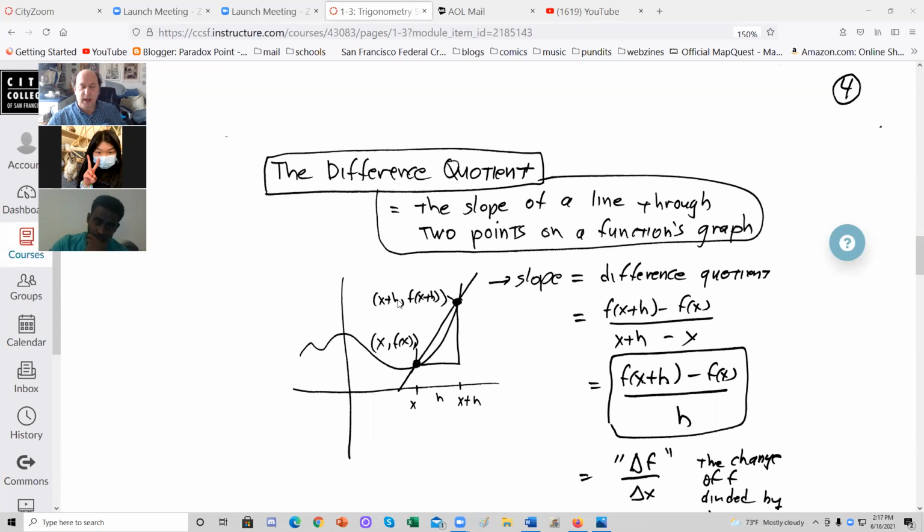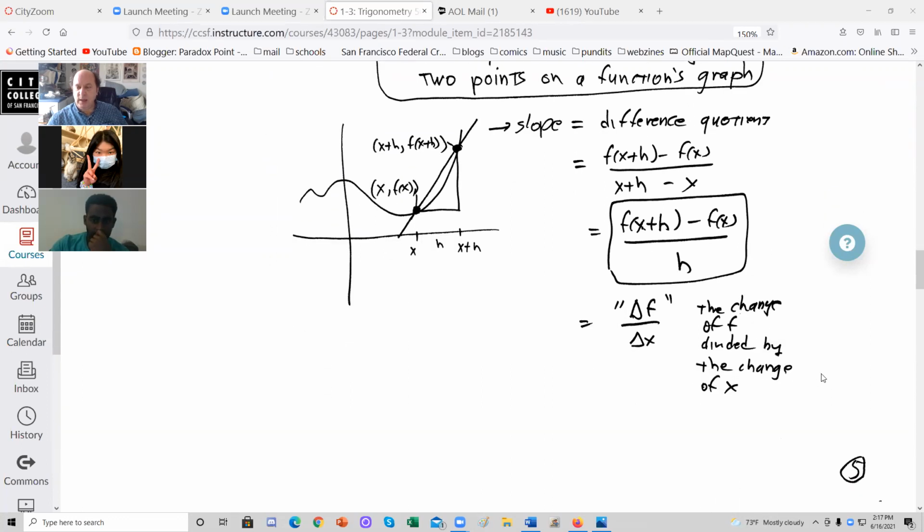So here's a point x plus h, f of x plus h. So here's a line through those 2 points. Its slope is called the difference quotient. It's the change in f divided by the change in x. F of x plus h minus f of x in the numerator, divided by x plus h minus x in the denominator. A little bit of simplifying, this denominator just becomes h. So f of x plus h minus f of x over h.